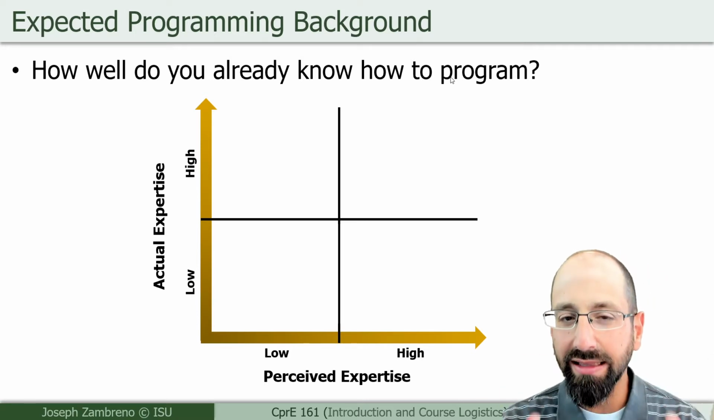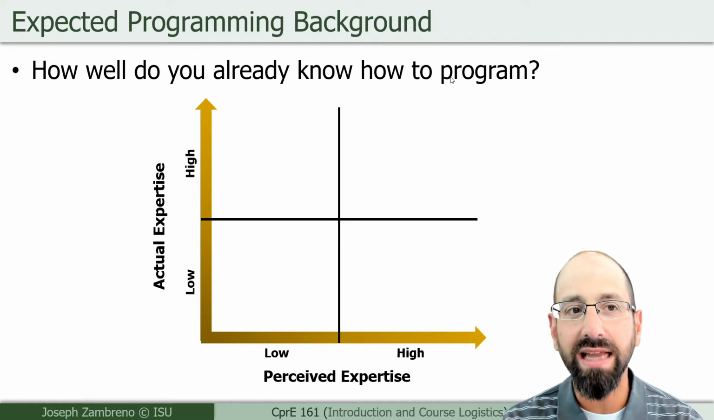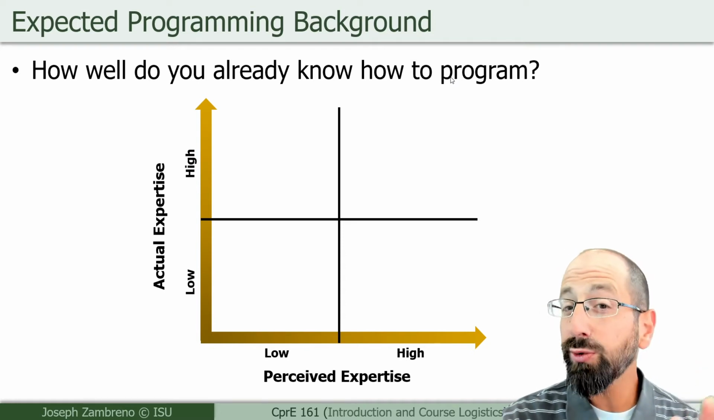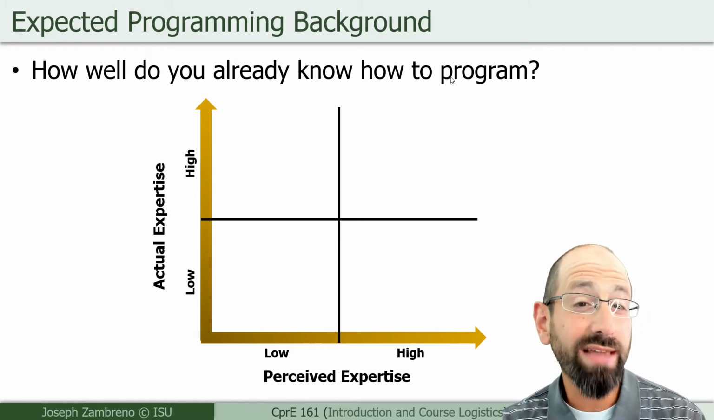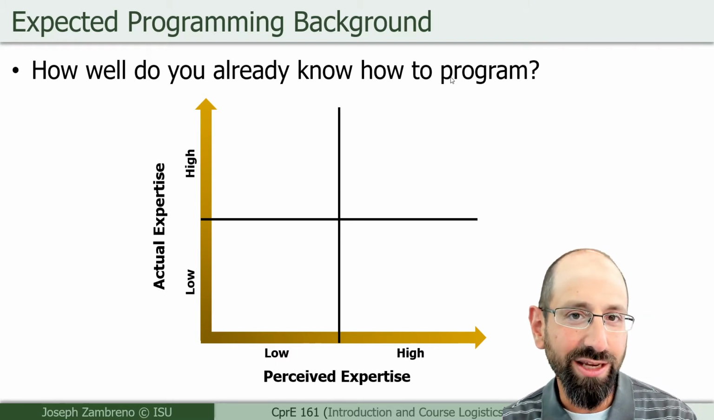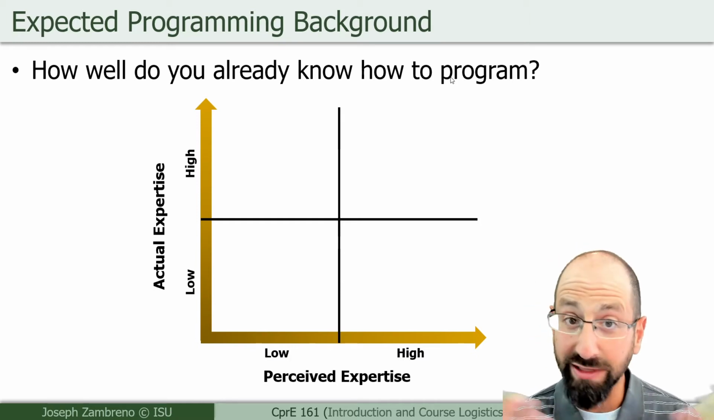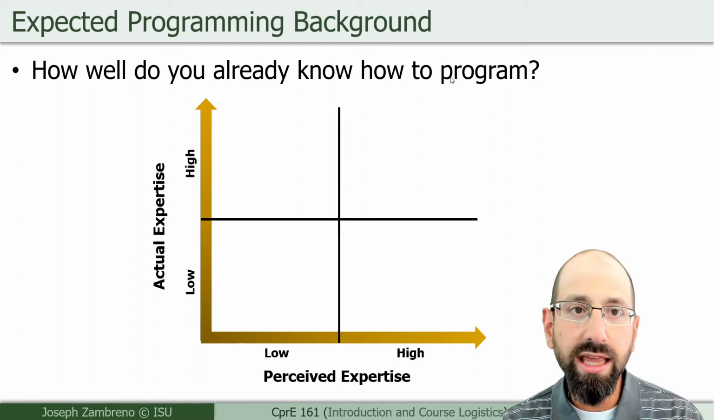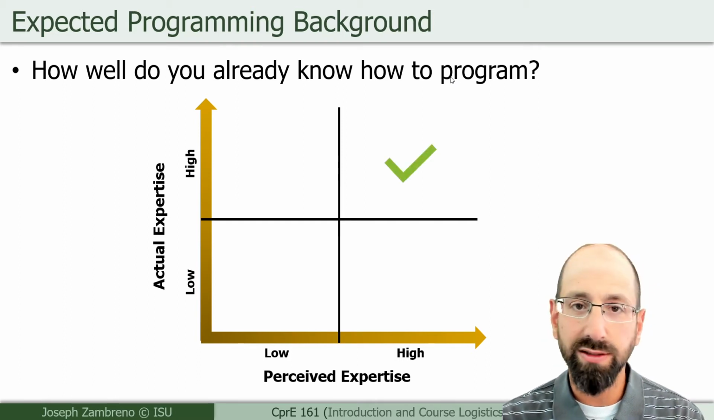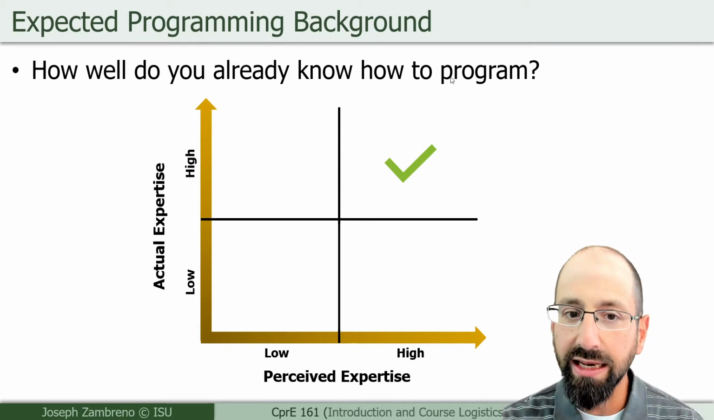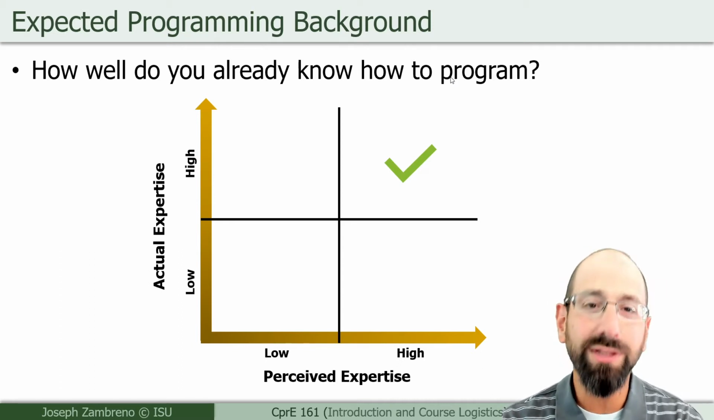I tend to think students can either self-assess or be assessed into one of these 4 quadrants based on the one axis, your actual expertise in programming, and the other axis, maybe your self-perception of your own expertise in programming. And depending on where you fall in this quadrant, you may want to take a different tack on this course. Certainly, if you are very good at programming already, you have a lot of experience, whether through just life experience or other courses you've taken, and you have a high self perception of your own expertise, you'll do just fine in this course.